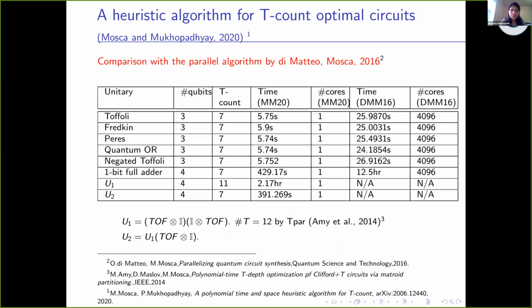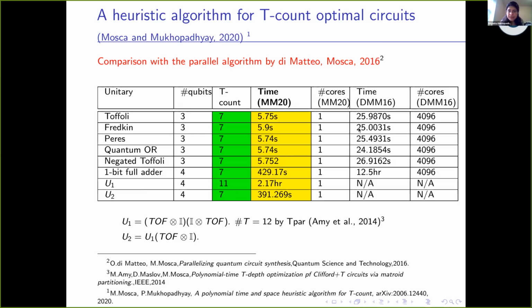So we compare our result with the result by DiMatteo and Mosca, because this was the best before our work. And this is a parallel algorithm, which uses 4096 cores. So these are the unitaries we implemented: Toffoli, Fredkin, Peres, quantum OR or negated Toffoli, adder, U1 and U2. U1 is one unitary which we obtained from this paper by Amy, Maslov, and Mosca. This is a resynthesis algorithm, and they resynthesized a circuit with a number of T-gates equal to 12. So we obtained the optimal T-count for all of them. For U1, we obtained a T-count which is less than that obtained by Amy, Maslov, and Mosca.